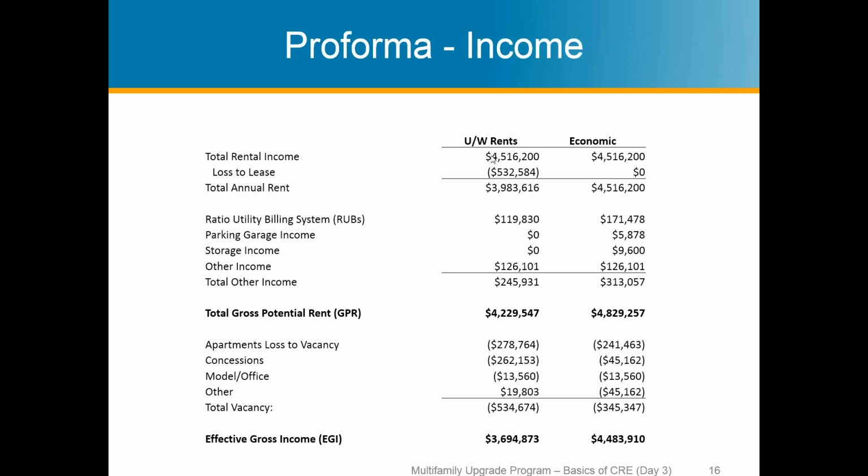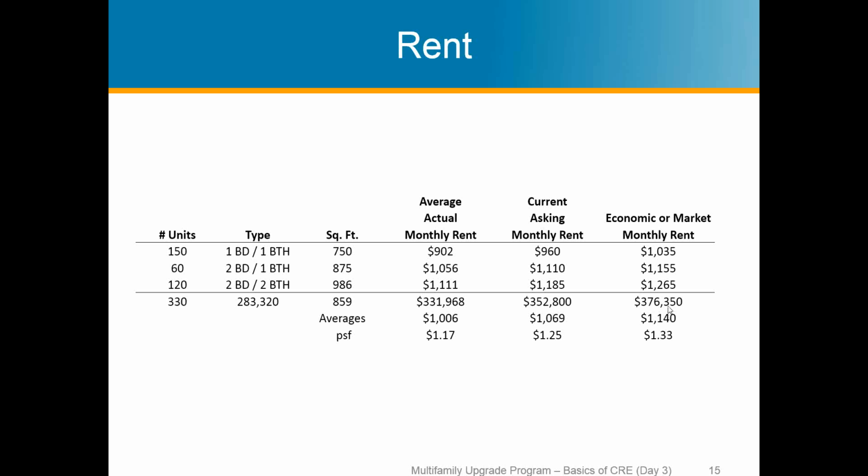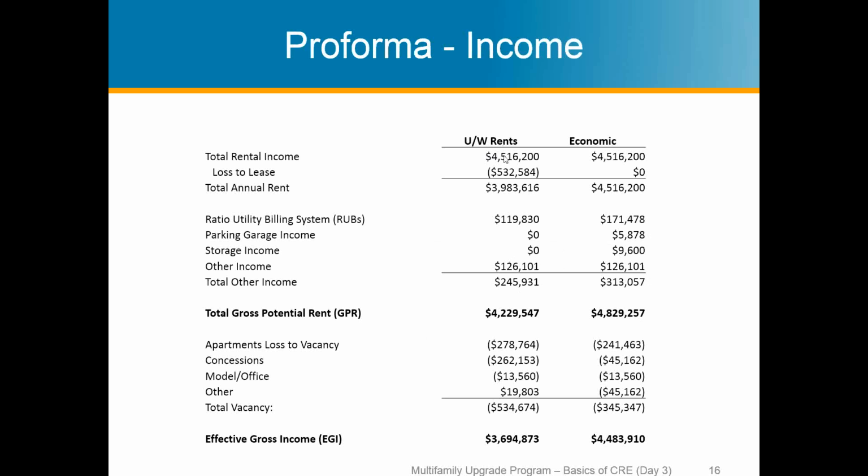So total rental income, right? This is what's potential. So for underwritten, this is what the potential is: $4.5 million, which is really 350 times 12. That's our total potential rent. But we only have $3.9 million today, so we have a loss to lease of $532,000. So we are missing $532,000 of value as compared to what the economic is, right? If we look at the economic column, assume we get to the post-renovation condition, we're not missing anything, right? We're actually getting that total rent. That's what our pro forma will be. So I just wanted to identify that difference there.